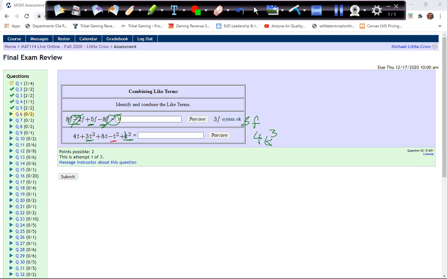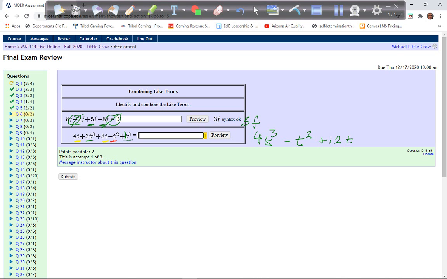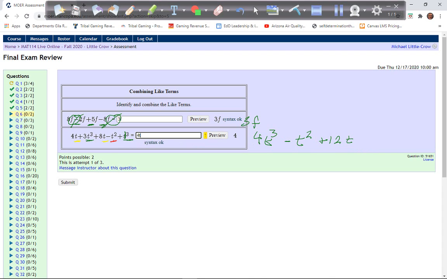So we'll come back here. We'll minus t squared. And then we're going to look for the ones that are just t. There's 4 here plus 8. So 4 plus 8 is 12t. So that's going to be our answer, combining like terms. We cannot combine these with addition and subtraction because they are not like things. So this is our answer for t.